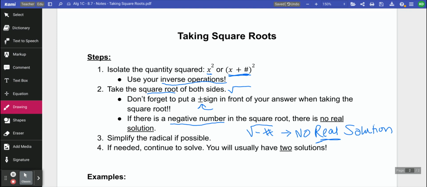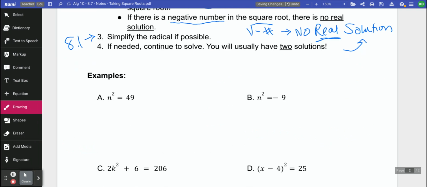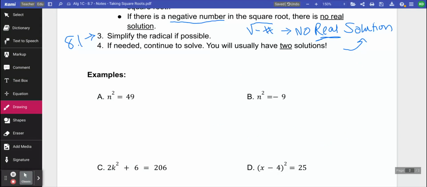Then we're going to simplify the radical if possible. We're going to look back to our 8.1 notes for that if we need to, and then continue to solve. We will usually have two solutions. Sometimes just plus or minus a number. Sometimes we're going to have two different numbers as our solutions, but we should usually have two. There are cases where we're only going to have one, or where we're not going to have any, like the no solution. Okay, so let's do some examples here.